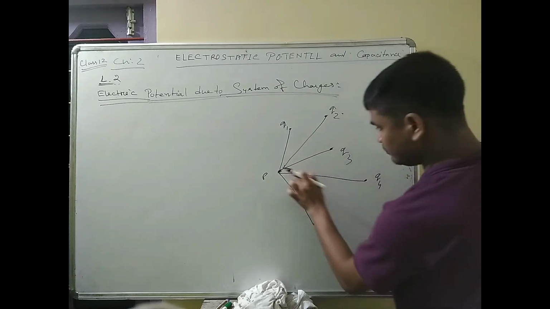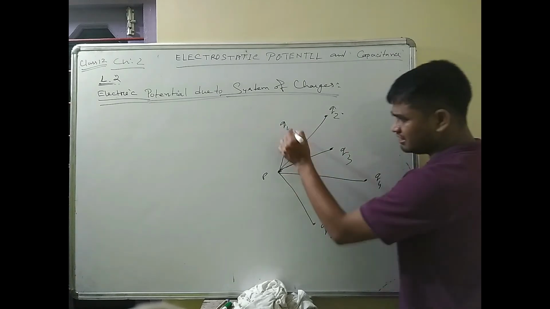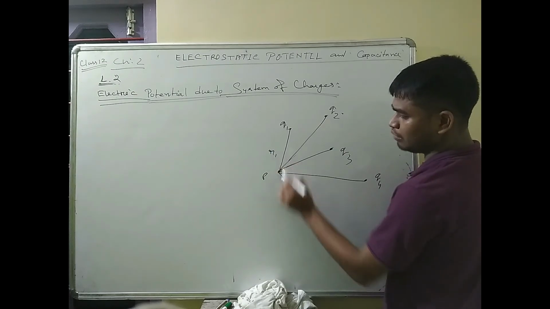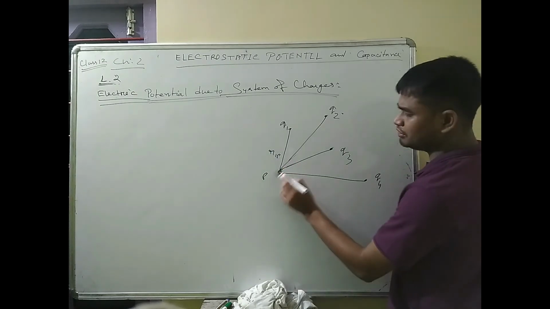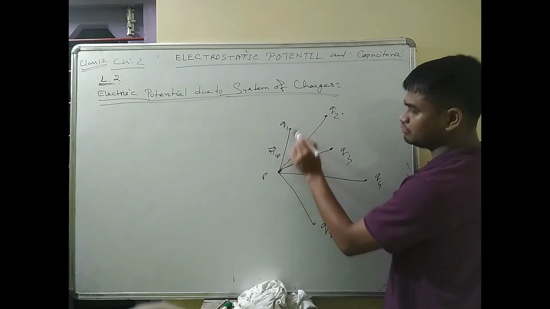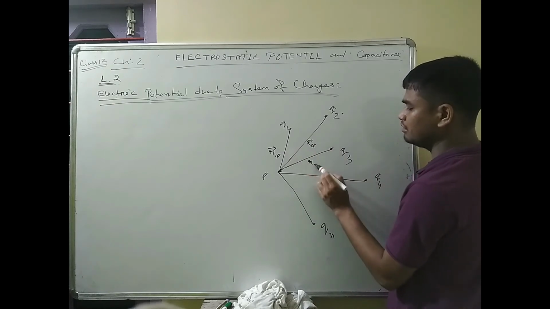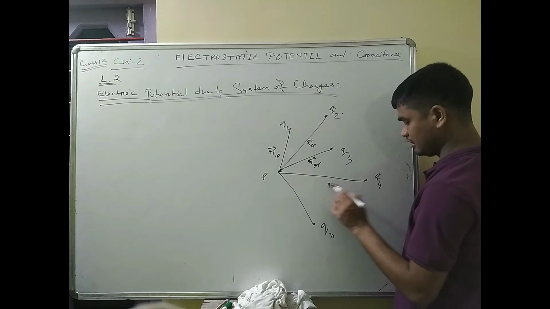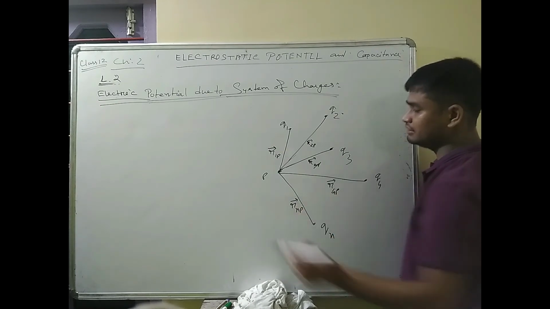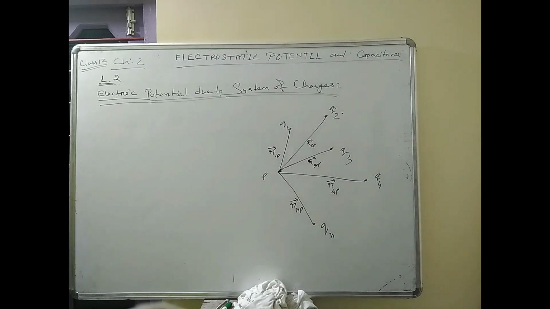Let this be the distance for each charge. First of all, this distance is considered as R1P. This is point P. We can find the position vectors: R1P, R2P, R3P, R4P, and RnP. These are the position vectors of the charges with respect to point P.